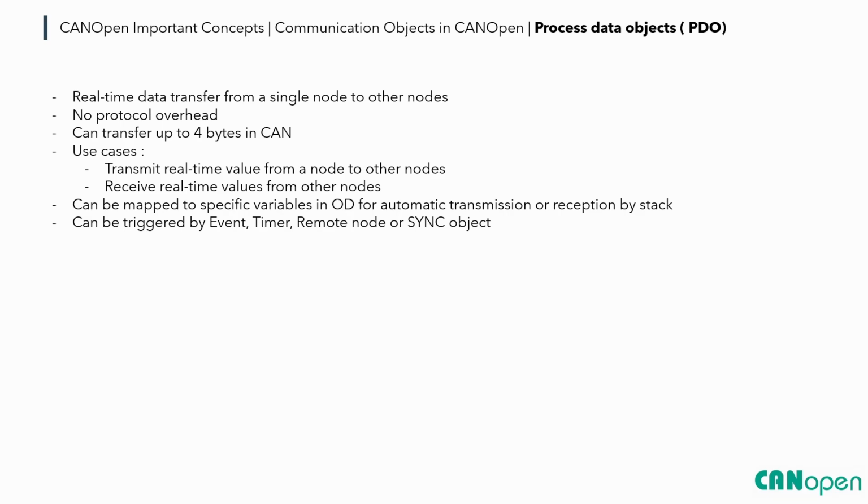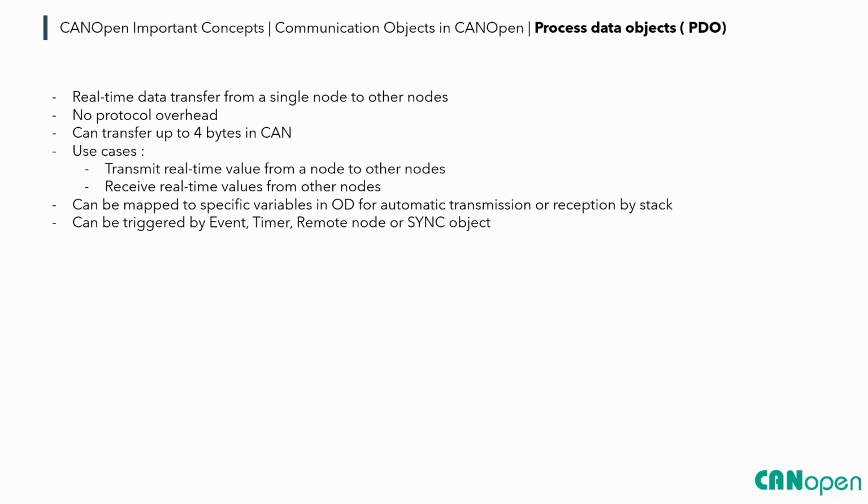We can just make a PDO in the CANOpen stack, and we tell the CANOpen stack to transmit this temperature over the CAN bus every 100 milliseconds. So every 100 milliseconds we'll update the temperature and transmit it. Any node that needs this temperature information takes that information and saves it into their object dictionary, and then their application might use that.